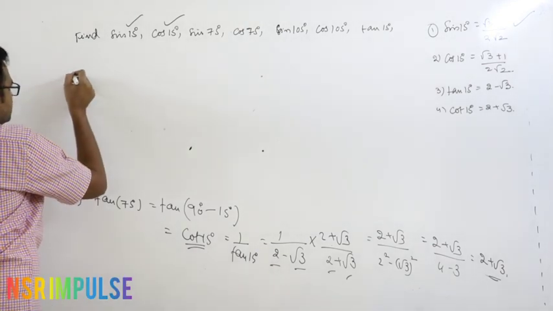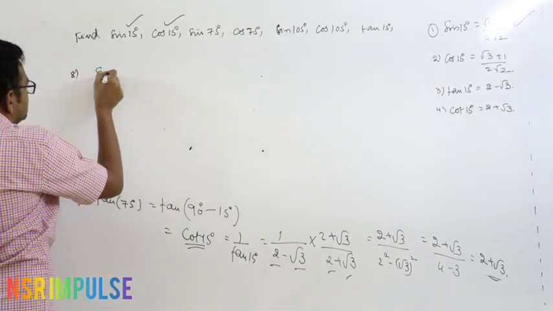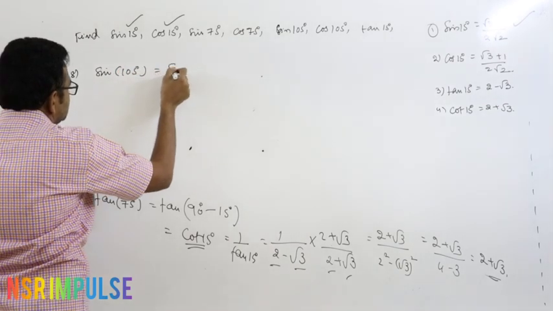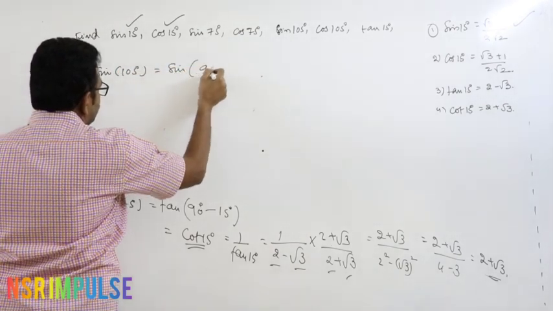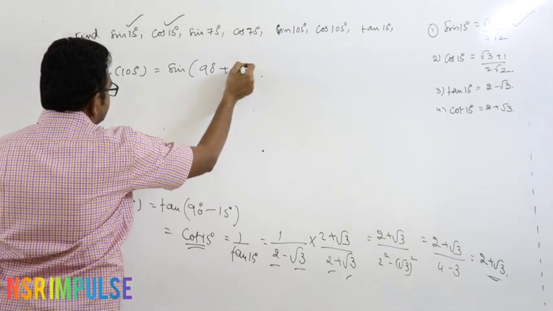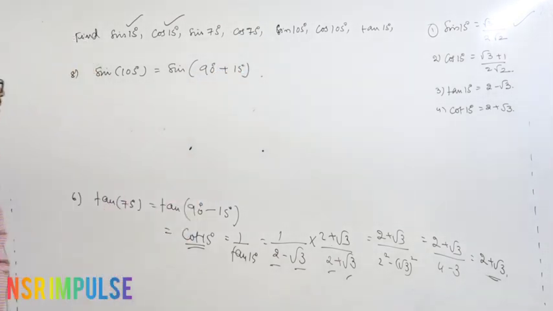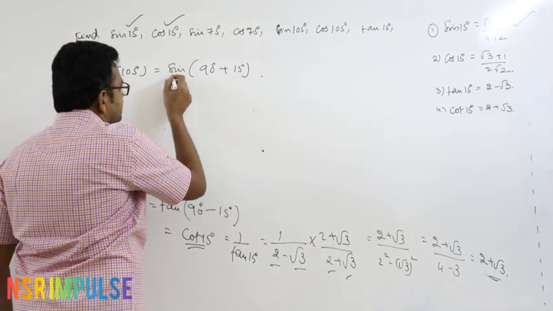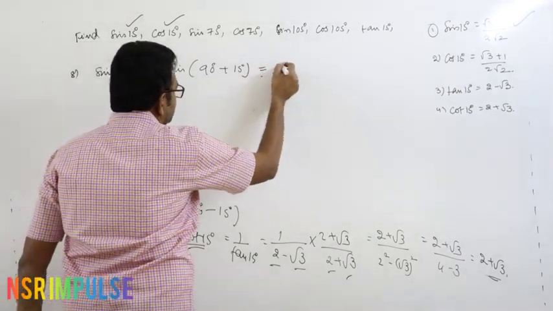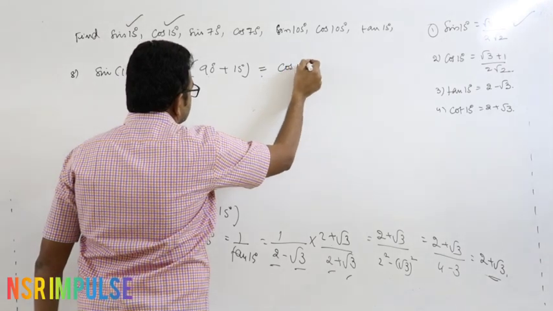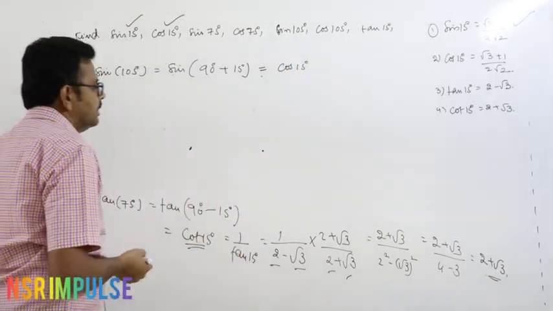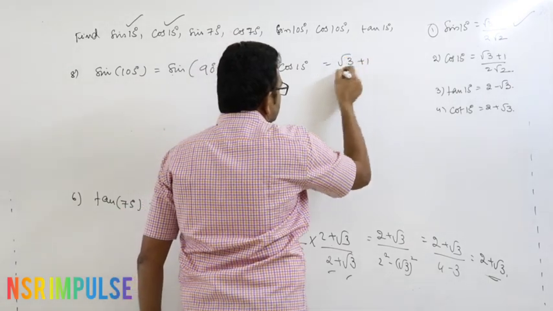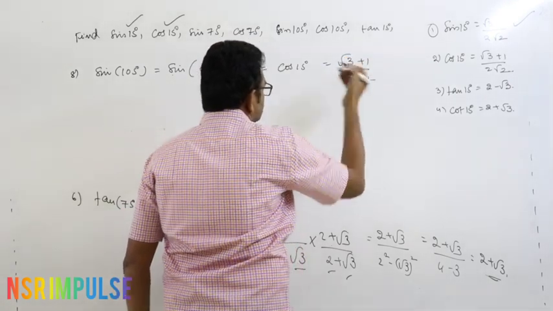Next term, sin of 105 degrees is equal to sin of 90 degrees plus 15 degrees. Sin 90 plus theta, second quadrant, sin positive, that is equal to cos 15 degrees. Cos 15 degrees value, root 3 plus 1 by 2 root 2.